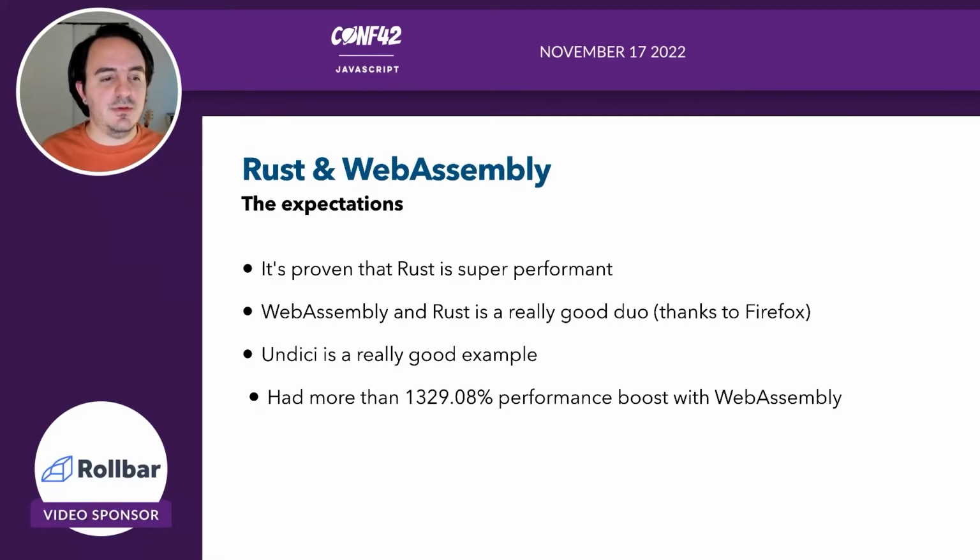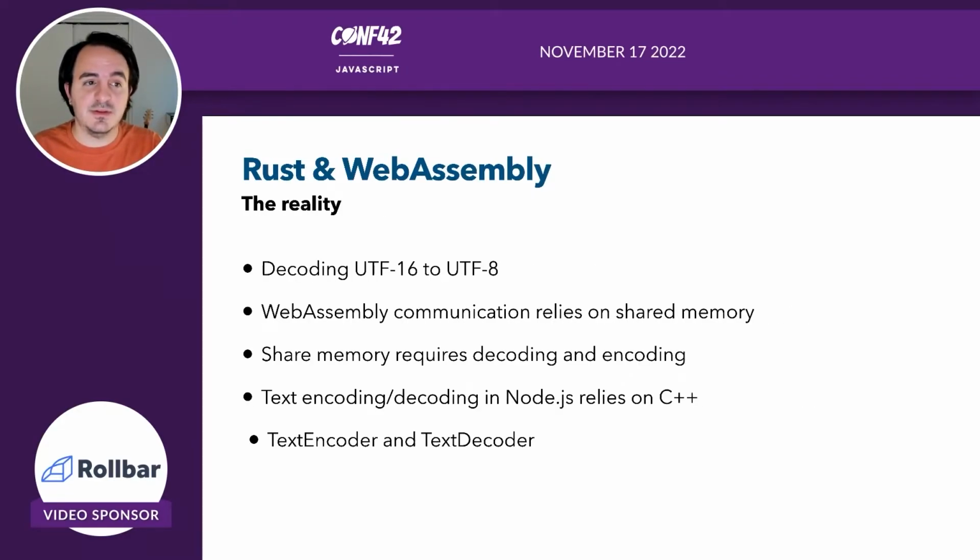Undici is a really good example. It's backed by Node, and by using WebAssembly and compiling LL-HTTP to WebAssembly, they got a 1,329% performance boost, and it was the basis of WebAssembly. But these are the expectations. The reality is decoding UTF-16 to UTF-8. WebAssembly communication relies on shared memory. There are some problems with serialization and deserialization of that data. Shared memory requires decoding and encoding.